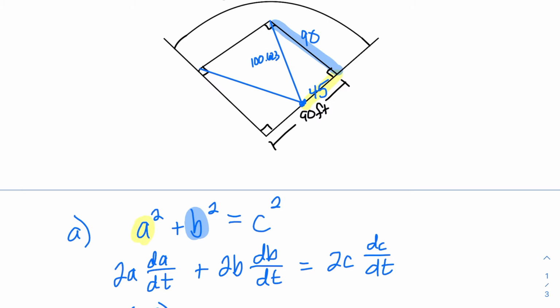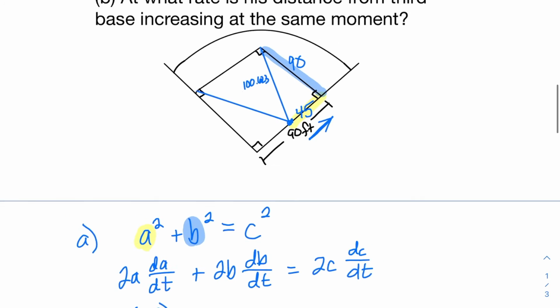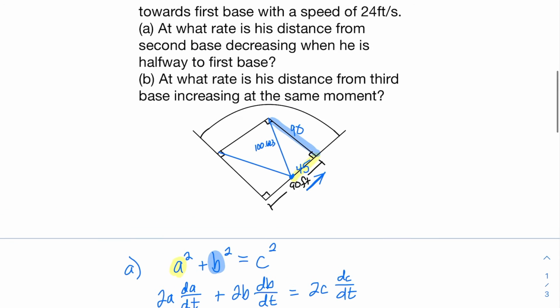And dA/dt, so we have to look at how fast this is changing as we run along that baseline. Let's see what information the question gives us. It says towards first base with a speed of 24 feet per second. So that's the value for dA/dt. So this will be 2 times 45 times 24.